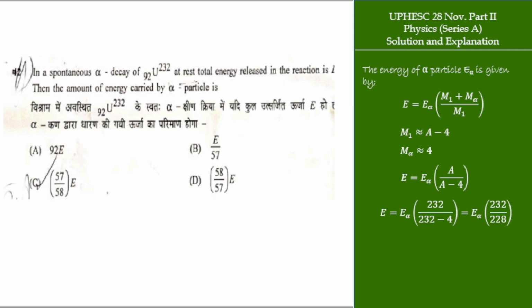So the mass number for this atom is 232. So put this value of A in the relation. You will get E equals E alpha times 232 divided by 228. So they have asked about the amount of energy carried by the alpha particle. So you will rearrange the equation, and you will get the value of E alpha. So E alpha will be 57 divided by 58 of E, in terms of total energy released. So the correct option in this situation will be C.